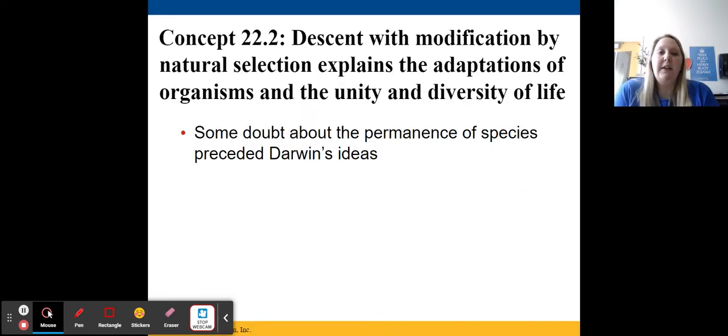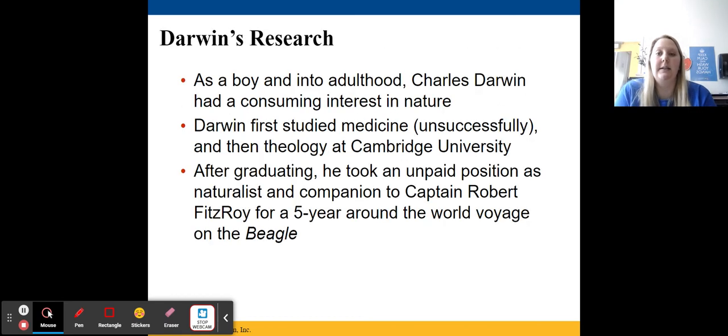Darwin's descent with modification happens through natural selection, and that explains the adaptations of organisms and the unity of life. There was some doubt about the permanence of species that was perceived in Darwin's ideas.